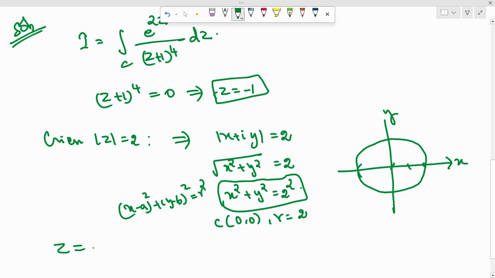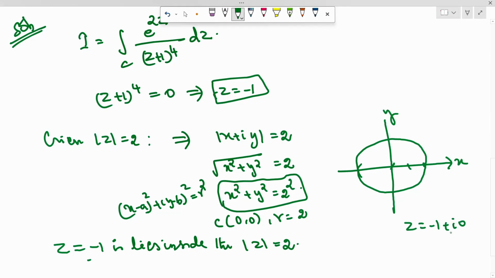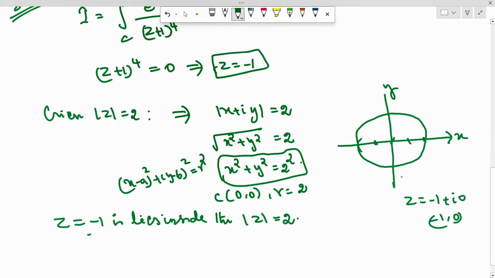Now here z is equal to minus 1 lies inside the curve modulus of z is equal to 2. See here, z is equal to minus 1 means minus 1 plus i0. The point is (minus 1, 0), which is marked here. Obviously here z is equal to minus 1 lies inside the given curve. In this case we can use Cauchy integral formula.